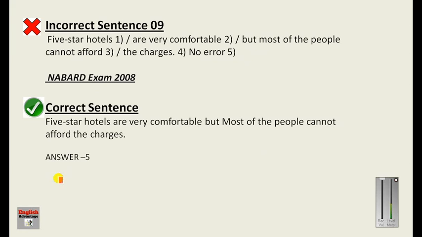Now let us see the next sentence. Five-star hotels are very comfortable, but most of the people cannot afford the charges. Charges are very high in five-star hotels. So in this sentence there is no error. This sentence is absolutely correct and your answer will be 5. This sentence is a NABARD exam sentence. This sentence has come in the 2008 exam.